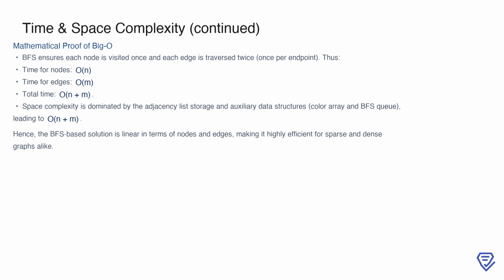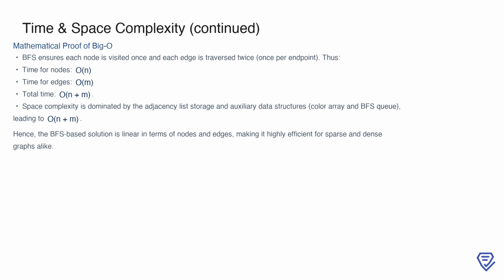Each node in the graph is visited exactly once during BFS, contributing a time complexity of O(n). Each edge is traversed twice, once for each endpoint, leading to a time complexity of O(m) for edge traversal. Combining these, the total time complexity becomes O(n + m).